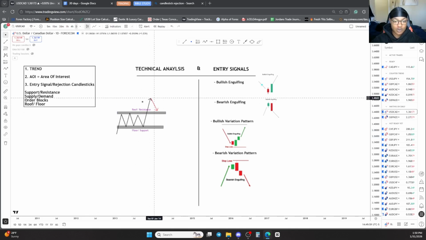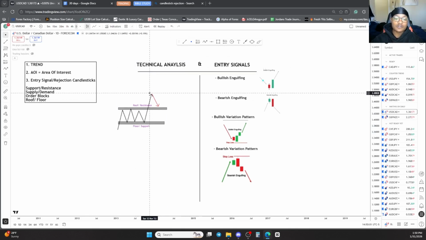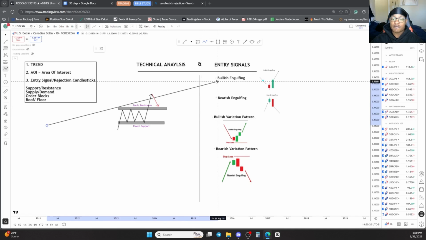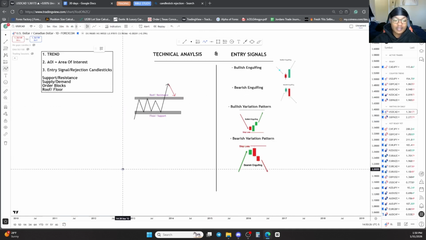So this is what we will wait on. As soon as price taps back into our area of interest, aka that floor, our next objective is to wait for our entry signal. Well, wait for that rejection candle, aka the entry signal. And since we're bullish and looking to buy the market, I will be looking for a bullish engulfing or a bullish variation pattern.